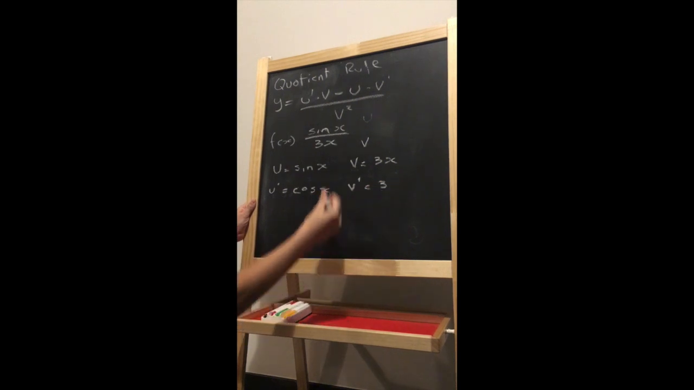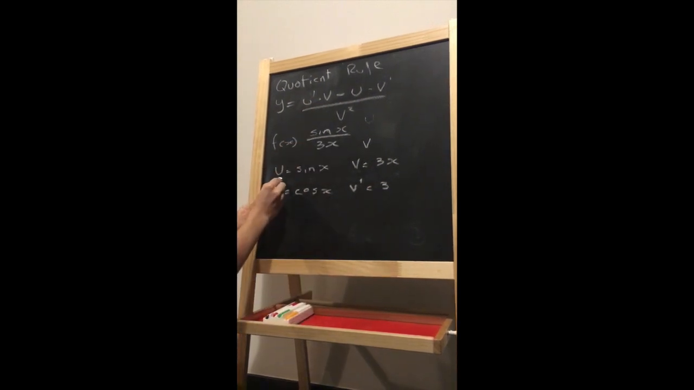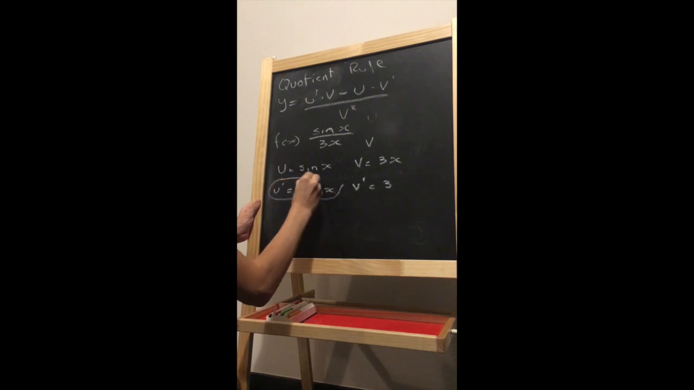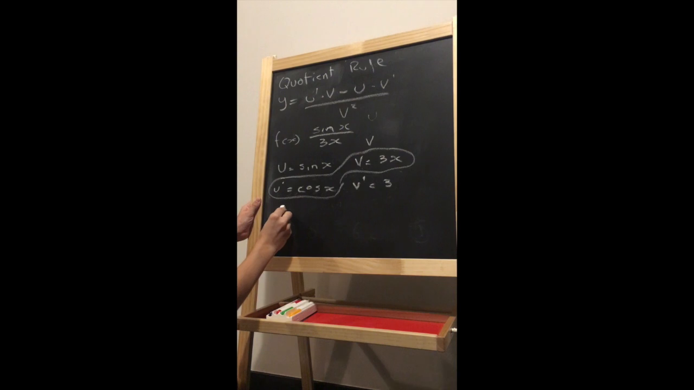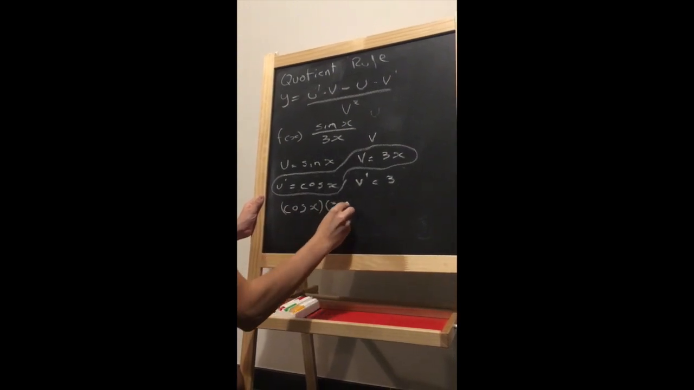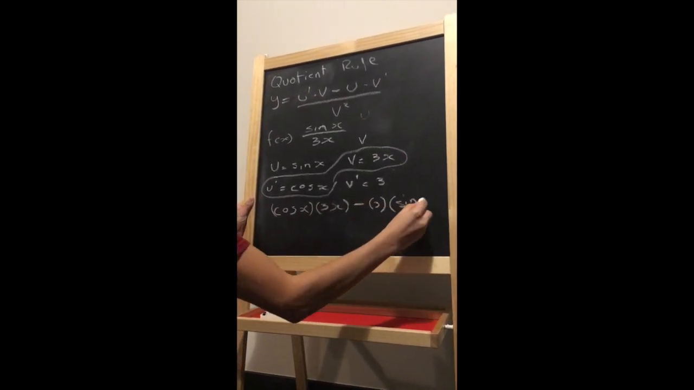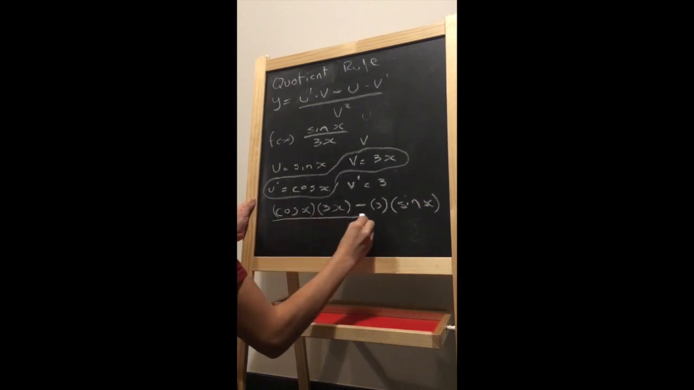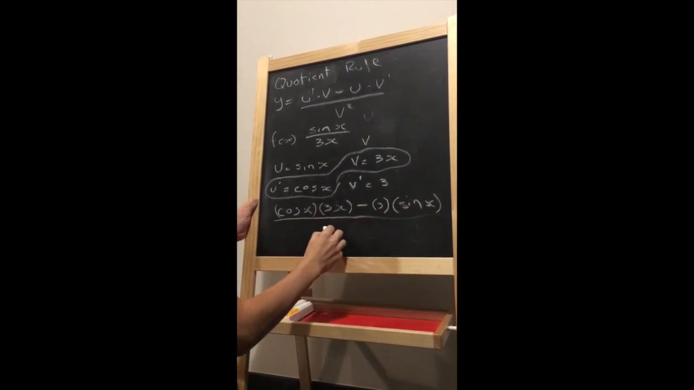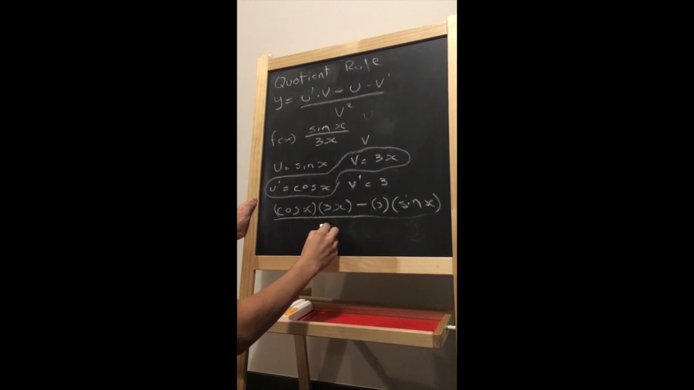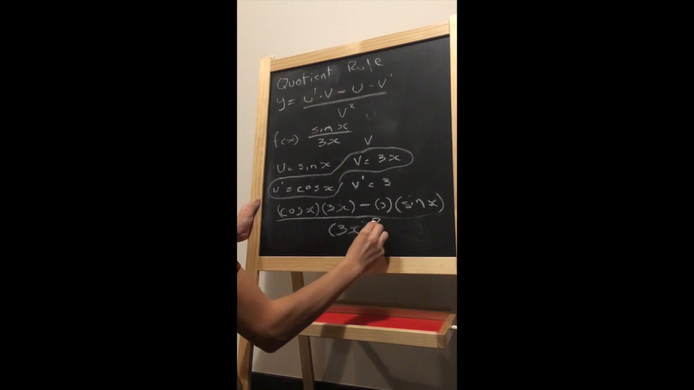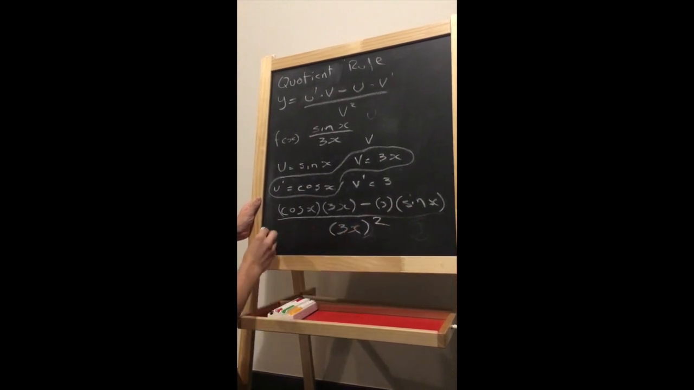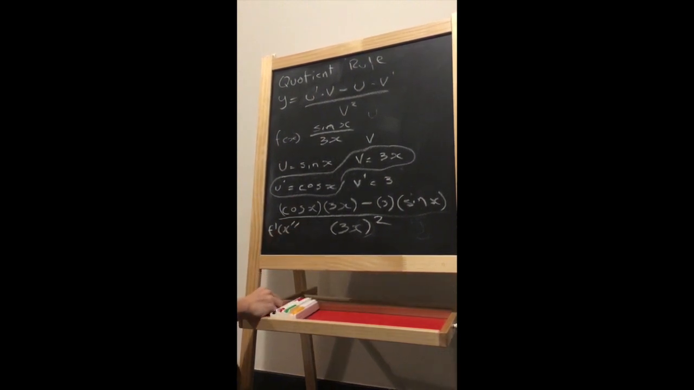3. Now simply grab u prime and v, multiply them, and then you subtract what's left, which is u times v prime. Later, you just divide everything by v squared, which in this case is 3x to the power of 2. Now you have found f prime of x using the quotient rule with a trig identity.